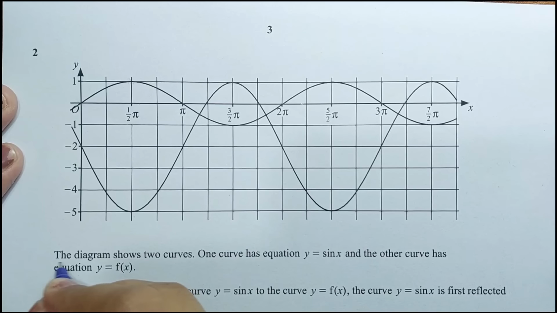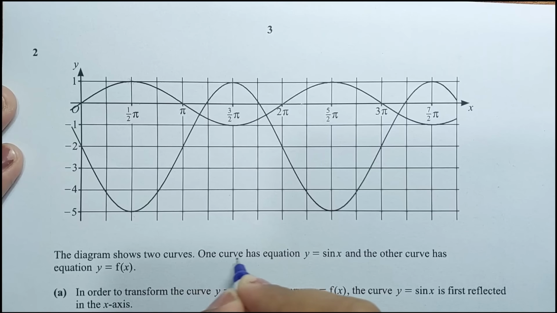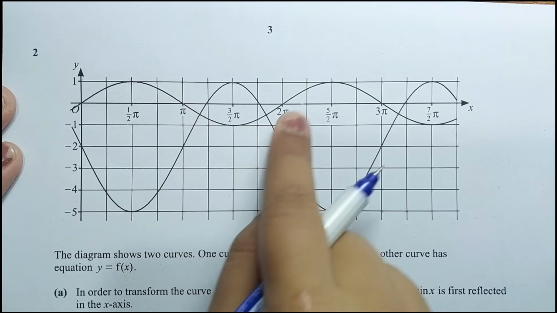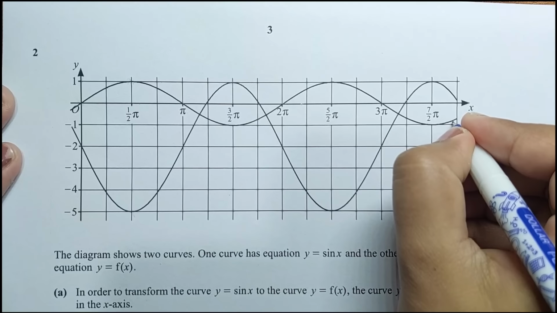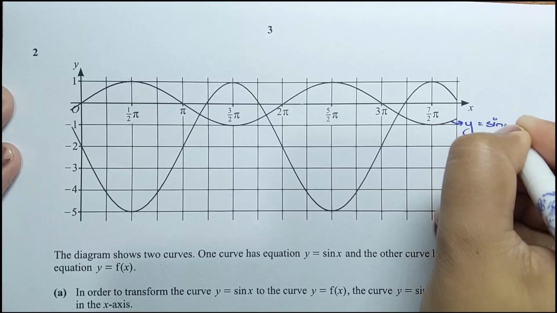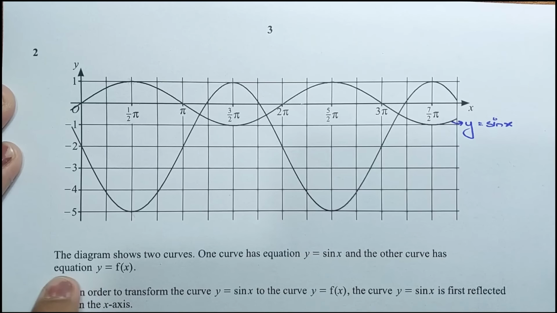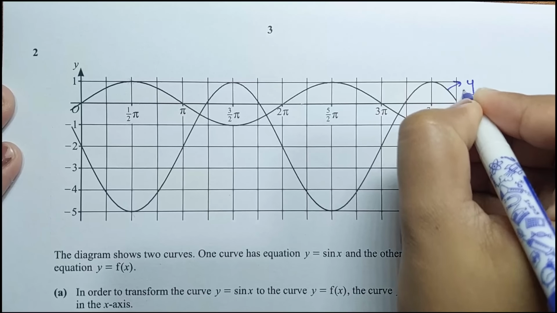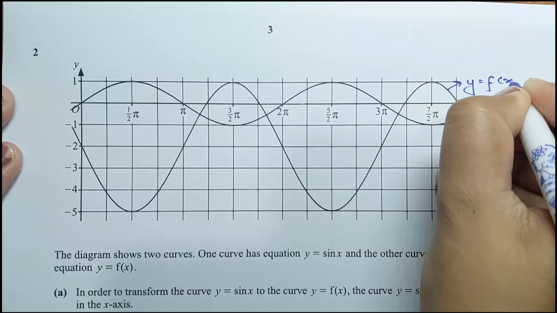Question number 2: the diagram shows two curves. One curve has the equation y equals sin x. This curve is y equals sin x. And the other curve has the equation y equals f of x. So this one is y equals f of x, some function.